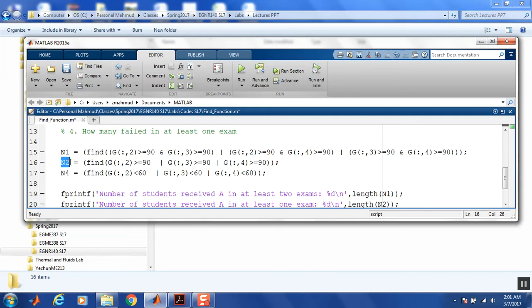So those values are stored in N2, and N4 is how many failed in at least one exam. So I'm doing exactly the same thing, but this time I'm checking the grade less than 60, grades less than 60, and again here grades less than 60, and all of them are OR. So at least one exam that the person failed.